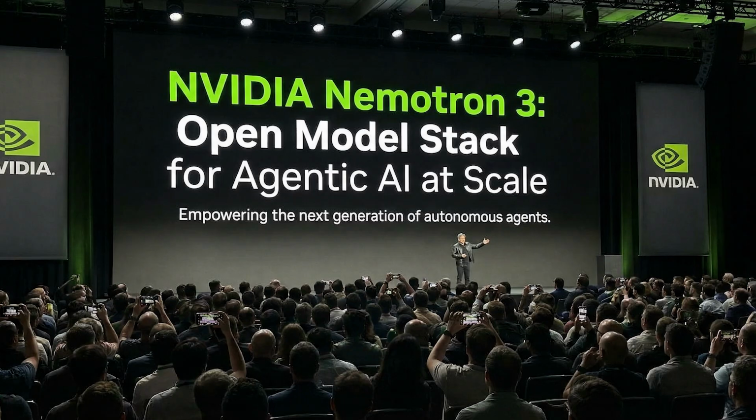What immediately jumps out from the sources are these crazy efficiency claims that are tied directly to this MOE architecture. I mean, these are the metrics that production teams really care about when they're facing massive scale. We're talking up to 4x higher token throughput compared to the last generation Nemotron 2 Nano. Which is huge. It's huge.